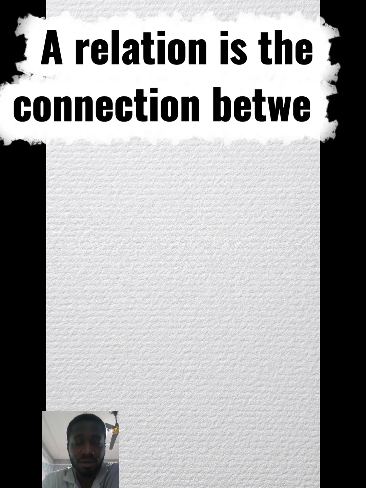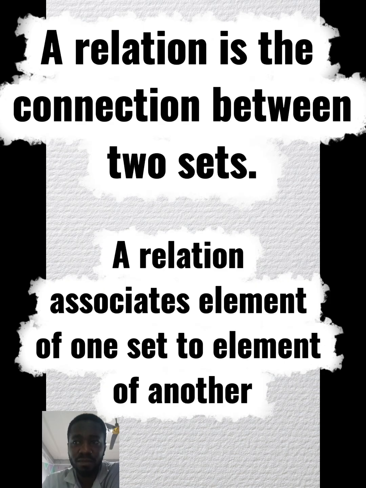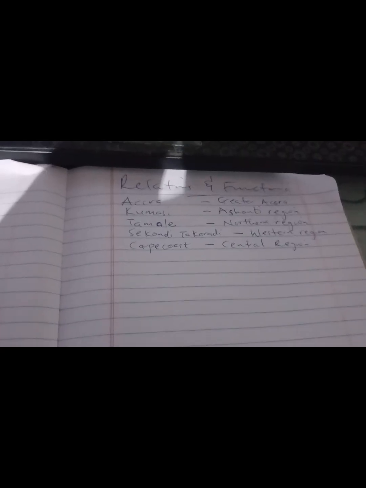A relation is a connection between two sets. It associates elements of one set to elements of another set. So we are finding the common thing between two sets. Assuming all of a sudden I start writing Accra, does it ring a bell?